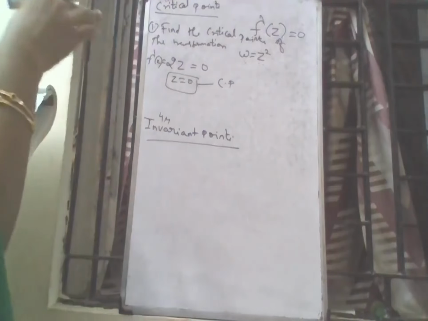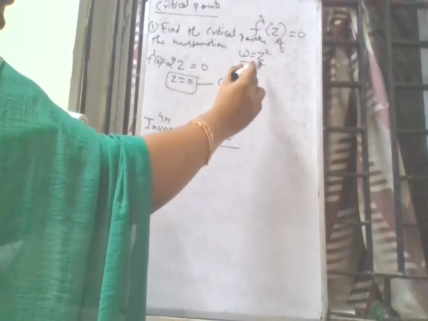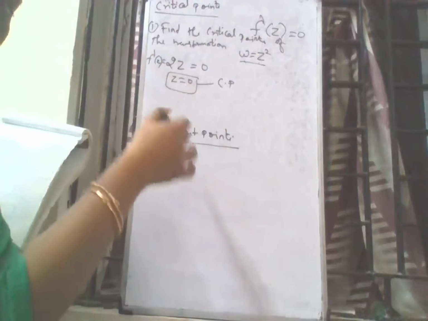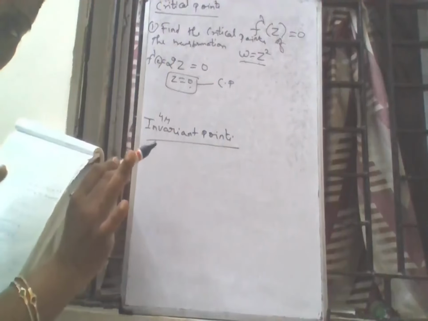Follow? For this, for what function? I mean, not function, for what transformation? For this transformation, this is the critical point. Maybe for some other transformation, if they ask, the point may differ, like 1, 2, like that. Okay or not? Yes, I'll go for the invariant points.